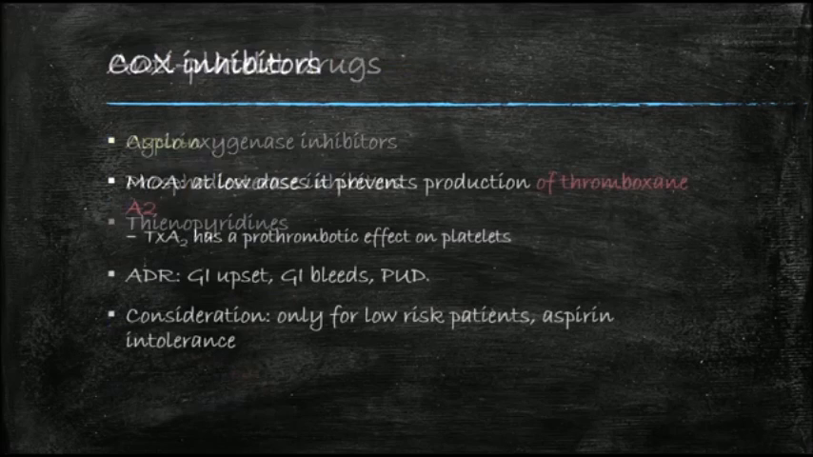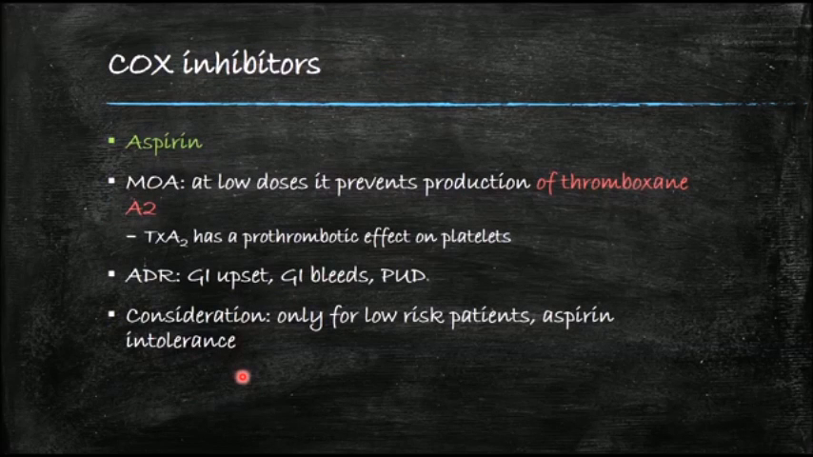Antiplatelet drugs, the ones that you need to know: aspirin. At low doses, aspirin only, so at 100 milligrams, it prevents the production of thromboxane A2, which would be prothrombotic. Aspirin obviously has the same side effects as any other NSAID, which we've already talked about. And it's only really for low-risk patients.